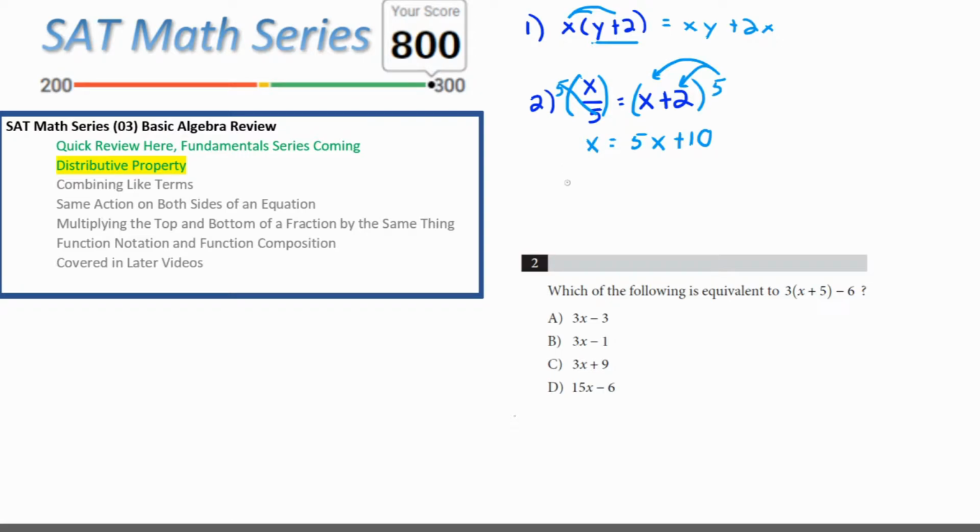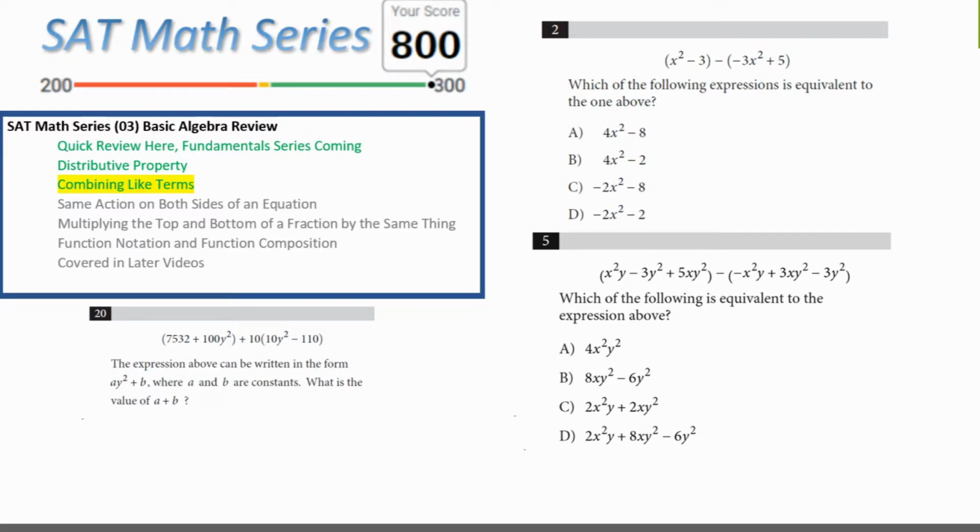Here is an easy SAT problem. It says which of the following is equivalent to the expression, and if you know that you can distribute this, then you quickly get the answer with a few steps of algebra. Or answer choice C.